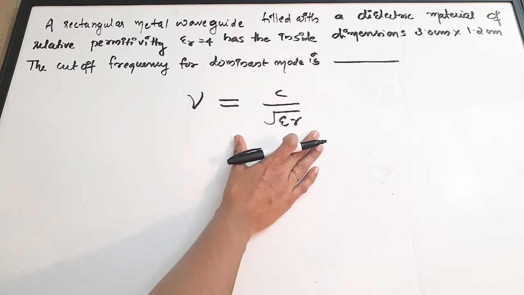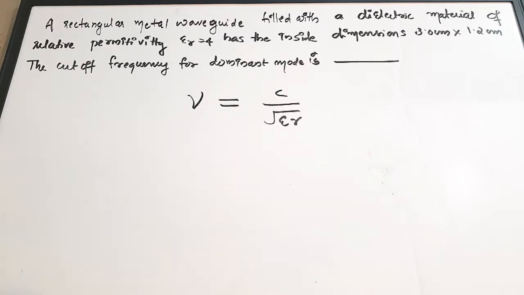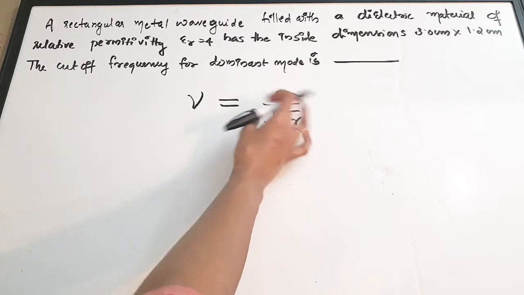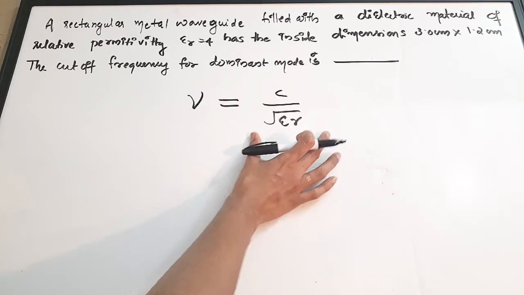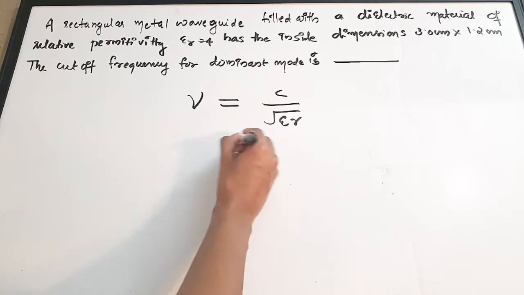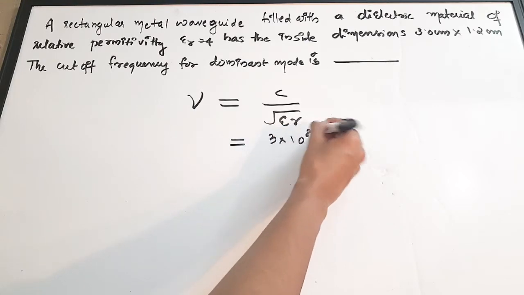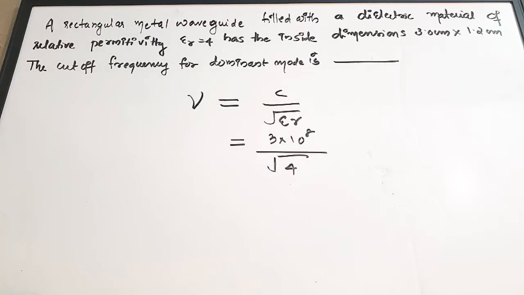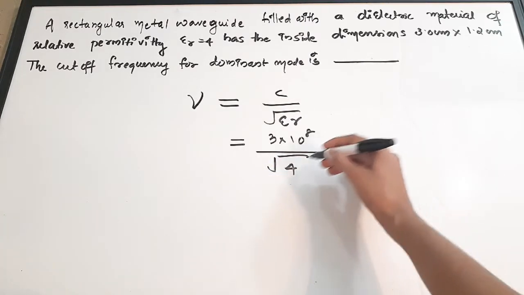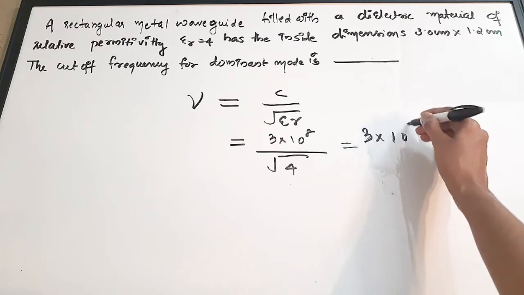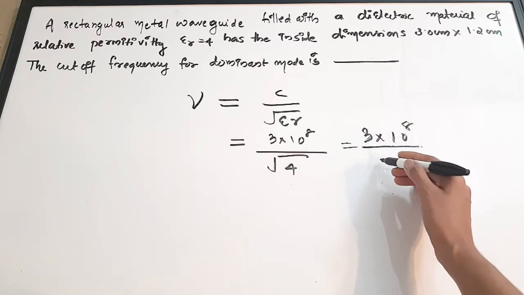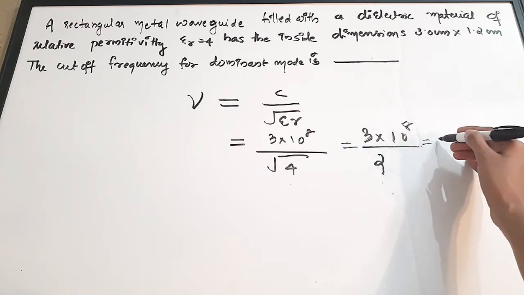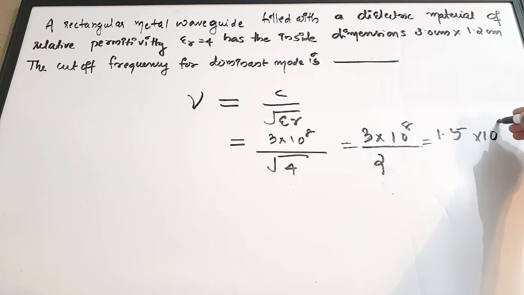Now why is this being used? Because here it is filled with a dielectric material, so we have to take into consideration its relative permittivity to find the speed. So C is 3 into 10 raised to 8 meter per second by square root of 4. Square root of 4 is nothing but 2. So you will get 3 into 10 raised to 8 meter per second by 2, which is equal to 1.5 into 10 raised to 8 meter per second. This is the speed of the wave within the waveguide.